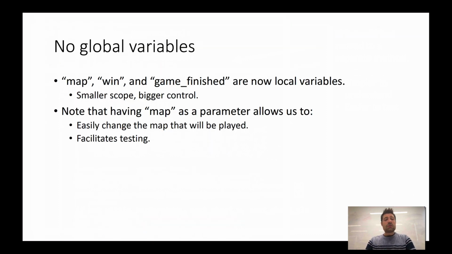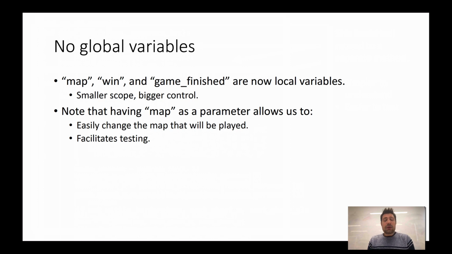There are no global variables in my implementation anymore, so all the global variables in the previous version, like map, win, and game finished, are local variables. In a way, they belong to a smaller scope, so they are only visible inside of a function. And basically this means that the smaller the scope, the bigger the control, right? The fewer parts of my software that can touch or change one variable, the fewer bugs I'm going to have. So adding restrictions is always good. Reducing the spots where a problem can happen is always very good.